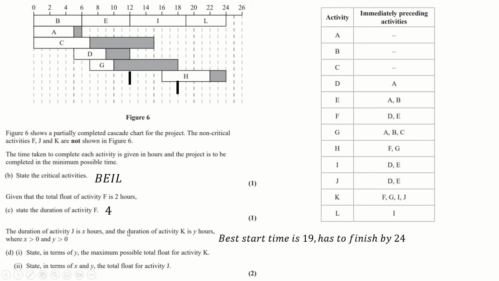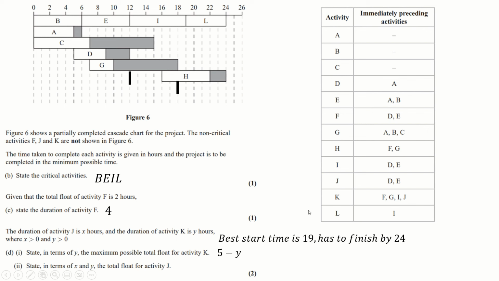If the time it actually takes, we're talking about K here, is Y, then if it's got this 5 hour window to do it in, and the time it takes is Y, that means the float will be 5 minus Y. State in terms of X and Y the total float for J.